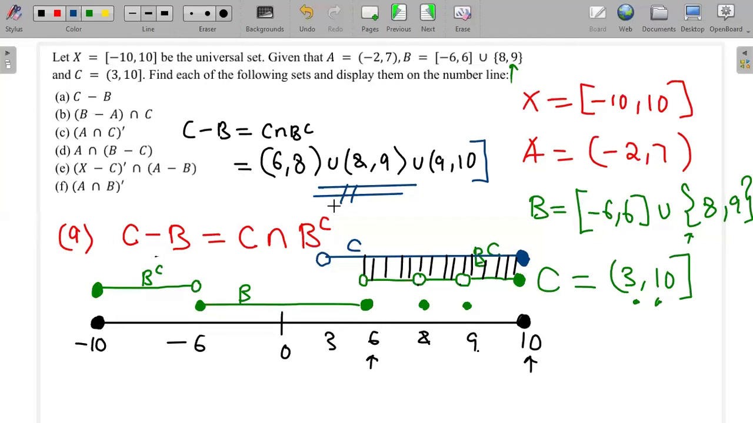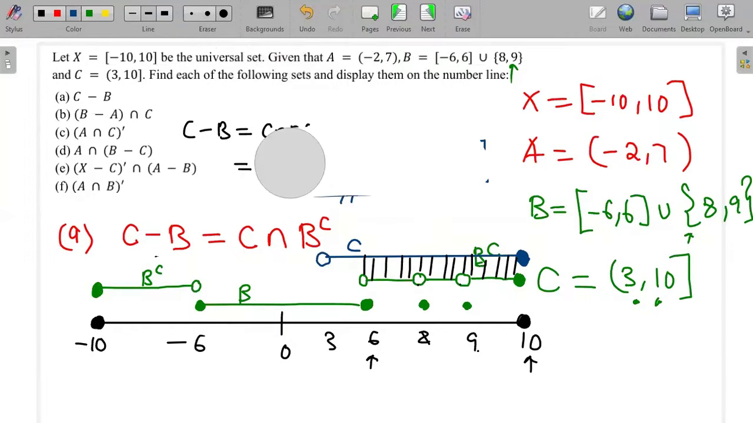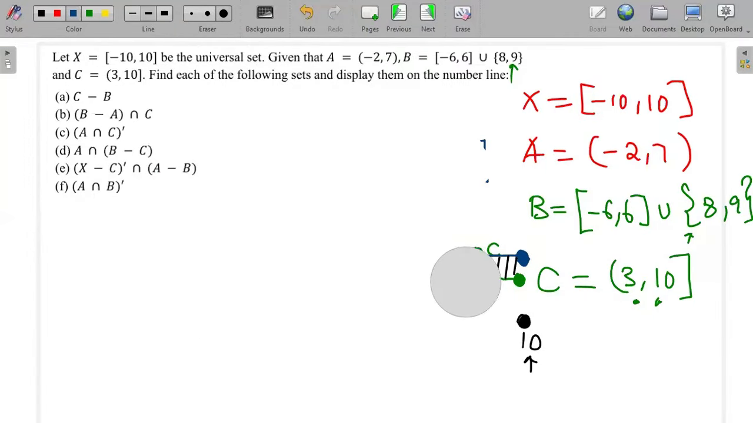Okay, so any questions there, guys? Okay, so if there are no questions, let's look at part B. So part B, we're going to do a similar thing. Oh, there's a question?